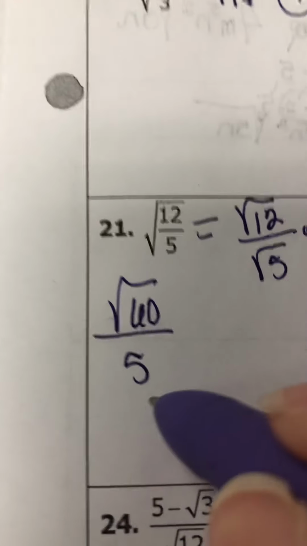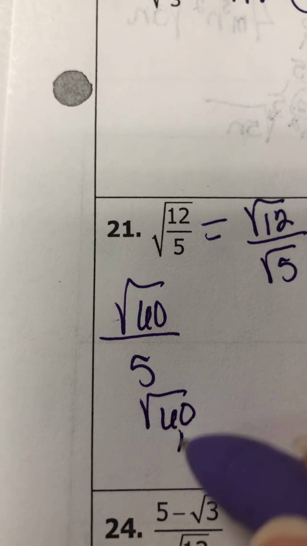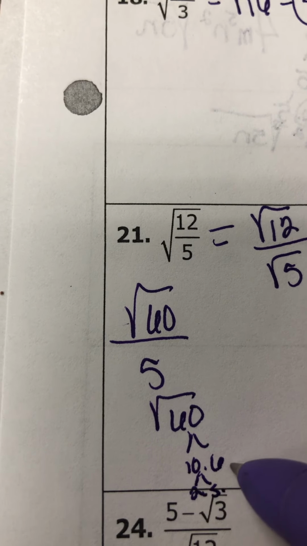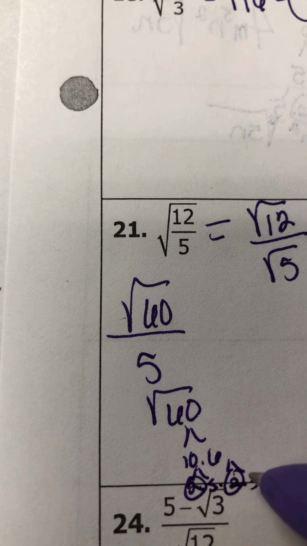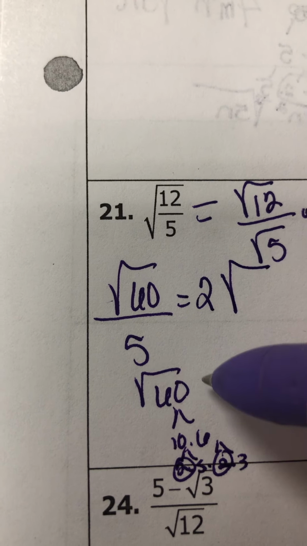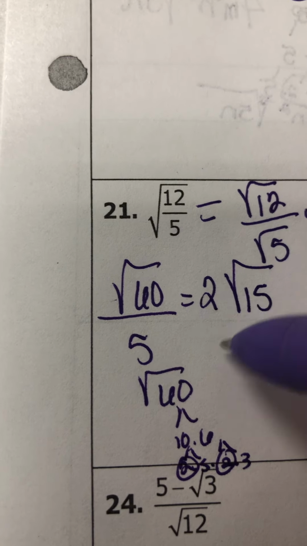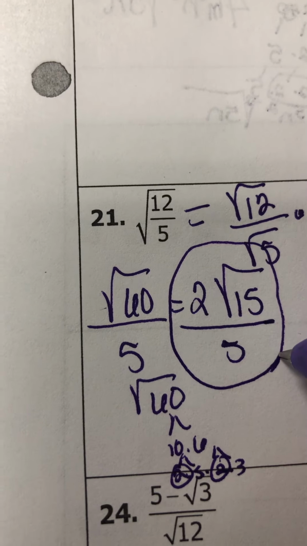Let's go down here and let's see if we can simplify the square root of 60. We have 10 times 6, which is 2 times 5, and 2 times 3. I can make a pair of 2's. Okay, so I'm going to bring the 2 out, and this 5 times 3, which is 15, is going to stay under the radical. And this is my simplified answer.